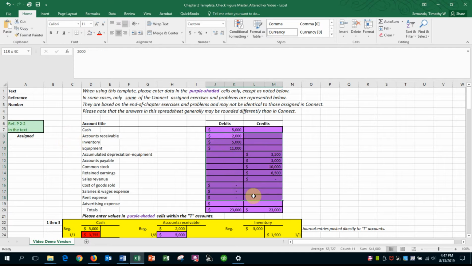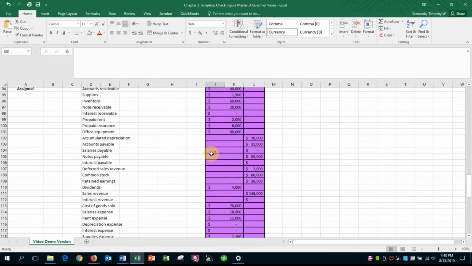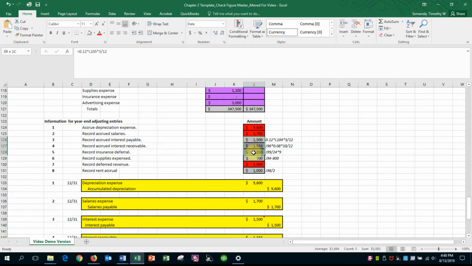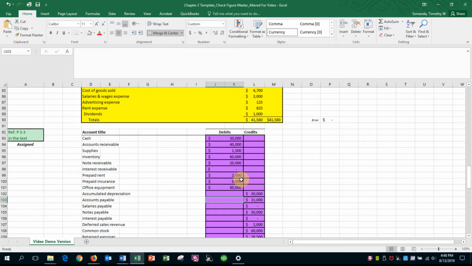So in the purple shaded cells, we'd enter the data given in the problem. Yellow shaded cells generally represent the answer, and then gray shaded cells are intermediary calculations. So generally, we won't need to enter anything in the gray cells or the yellow cells. They should populate automatically. But the purple cells, we do enter information directly into those.